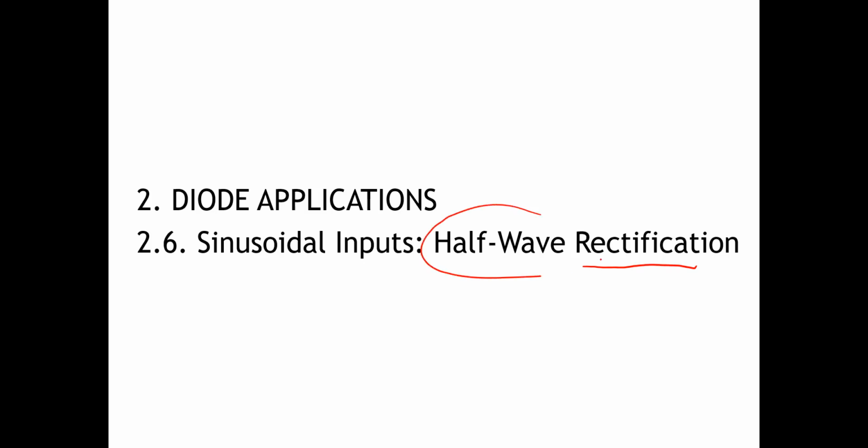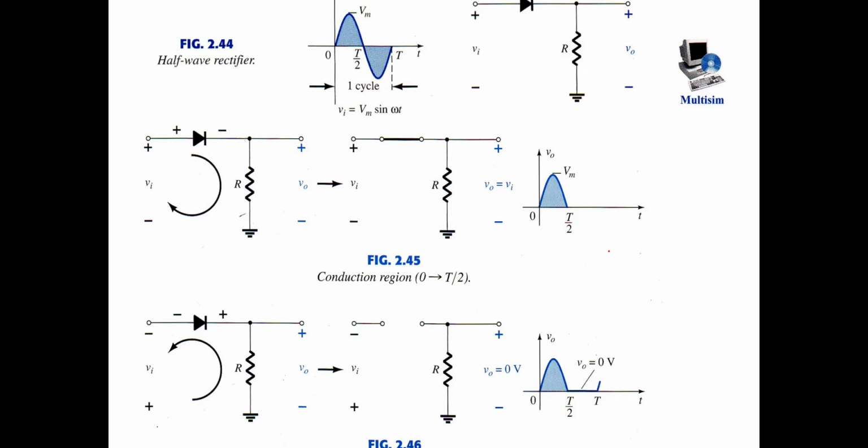The first one is half wave rectification. Half wave rectification is basically a very simple circuit. We only use a single diode here, and then we have a load, R. If we have an input voltage of AC like this one, this is the positive cycle and negative cycle, and then we construct our device like this. So we can analyze how the circuit can rectify the AC signal.